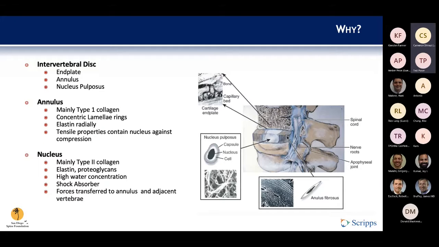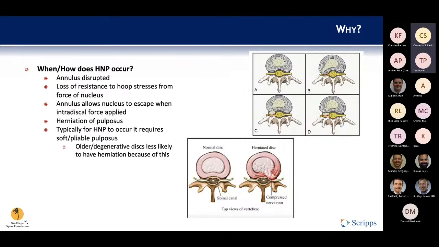So just the pathoanatomy of why this happens and how it occurs. The intervertebral disc has the end plate, the annulus, and the nucleus pulposus. The annulus is mainly type 1 collagen, elastin radially, and with concentric lamellae rings. It gives you the tensile properties to contain the nucleus against compression. And then the nucleus pulposus itself, mainly type 2 collagen, high water concentration. It acts as a shock absorber, and then forces transfer to the annulus and adjacent vertebrae. With imaging there to kind of show you what we're looking at.